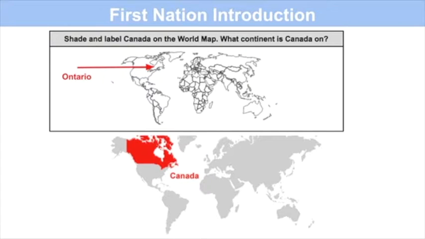Right now on your worksheet, find Canada and shade it in. It doesn't have to be perfect. Don't worry about all the little islands, but you should understand that it's north of the United States. Then you should label Ontario.